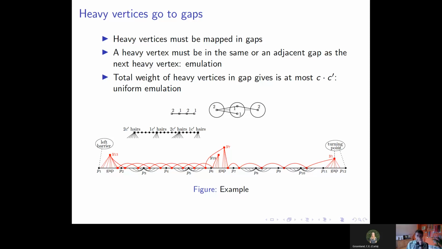And the total weight of heavy vertices in a gap is at most the emulation factor times this constant, which is the number of hairs I multiplied things with. And by counting precisely, you can see that this forces that if there is a solution, then it actually corresponds to a uniform emulation of the mapping. And the example gives a little bit the main idea of the construction.